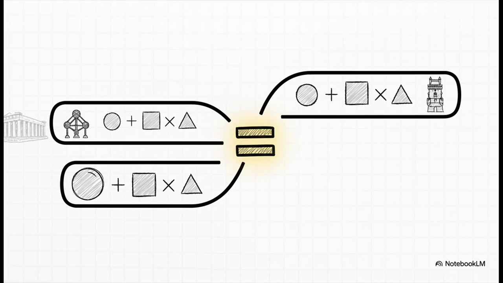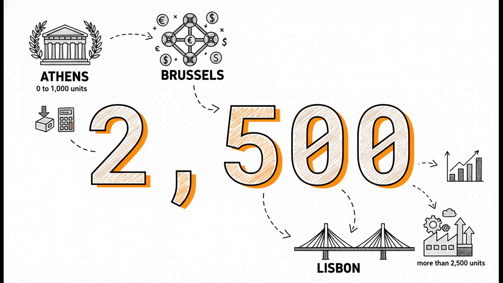At what point does Lisbon's crazy efficiency kick in and actually overtake Brussels? We're going to use the exact same method, set their cost equations equal to each other and solve for X. And there it is, our second crossover point, 2,500 units. So now we have the complete picture.